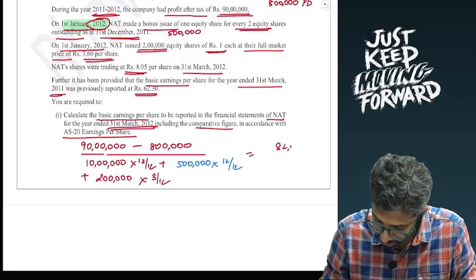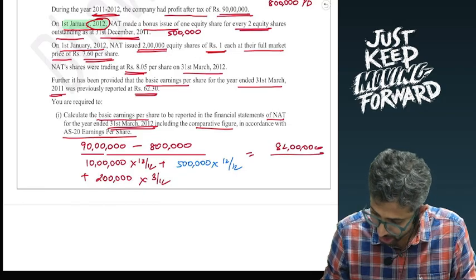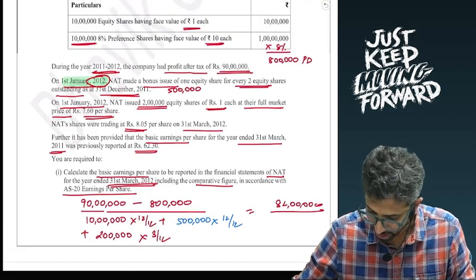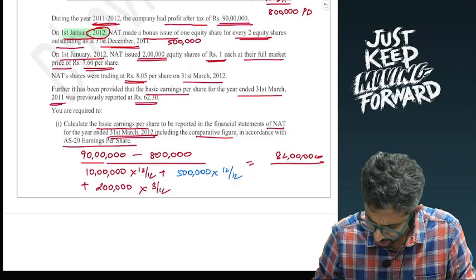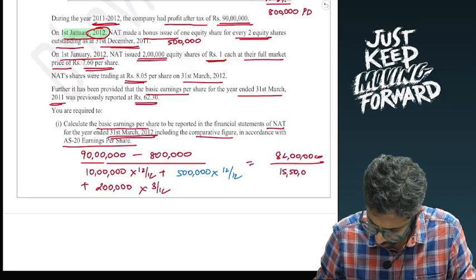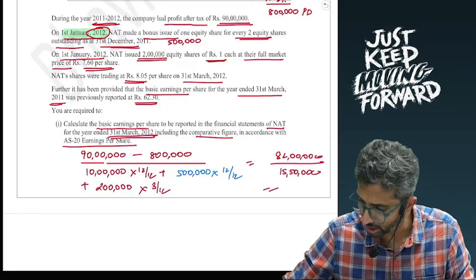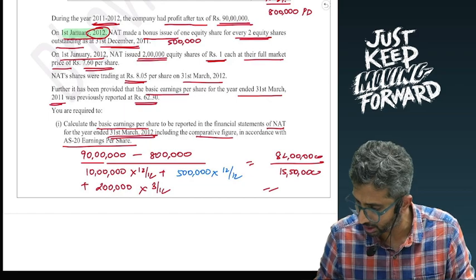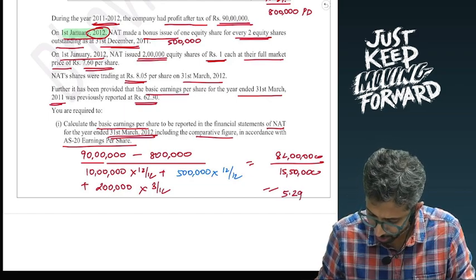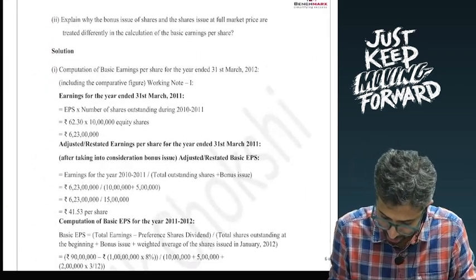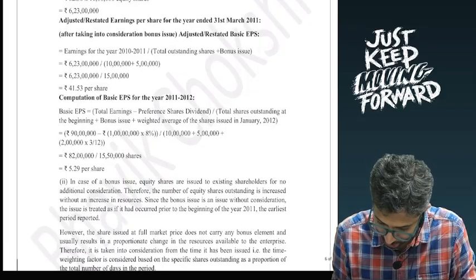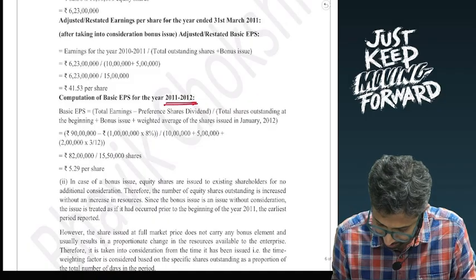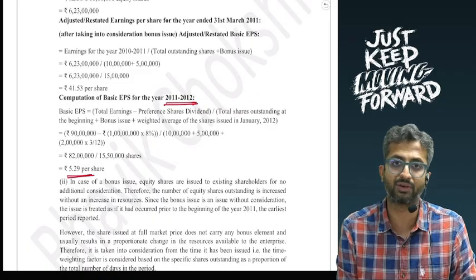So over here I will probably take 82 lakhs. And to this I will divide, let us say 10 and 5, 15. 2 lakhs into 3 by 12 will probably be 50,000. So 15 lakh 50,000. And hence if I take 82 divided by 15 lakh 50, it will be approximately 5.29. So if you go to see over here, you will have the EPS for the year 11-12, as you can see over here, is 5.29.